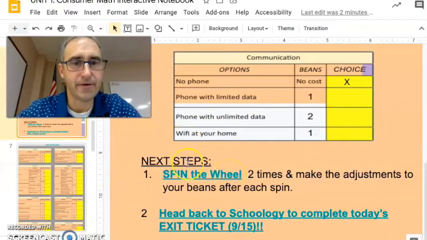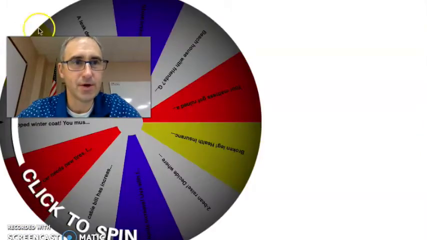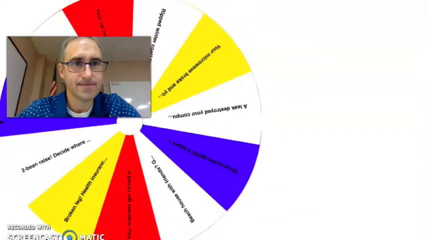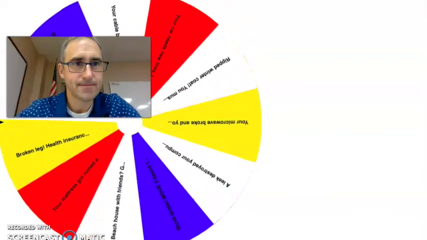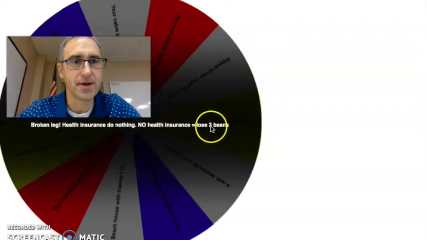Down to the bottom of our first page for today, you see spin the wheel. So we're going to spin twice. We're going to click on that to open it up, and I'm going to spin once. And it landed on broken leg, health insurance, do nothing, no health insurance, I lose 3 beans.